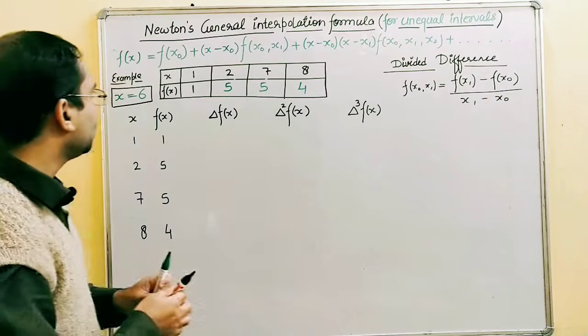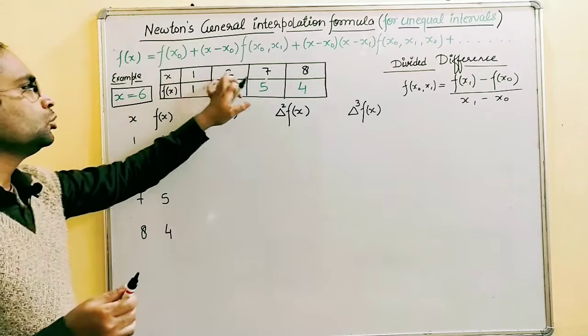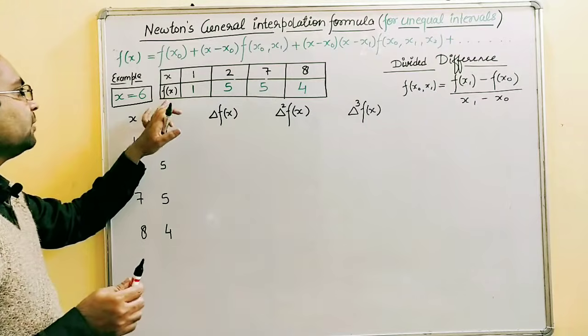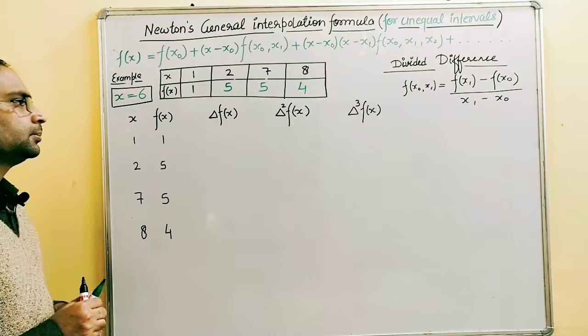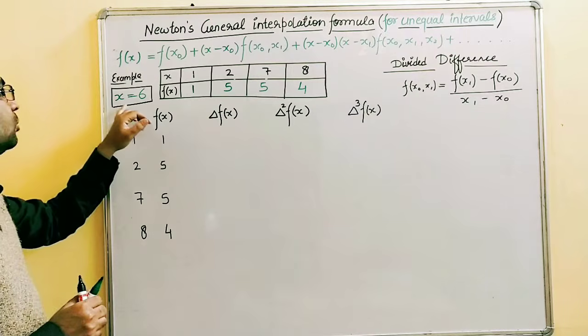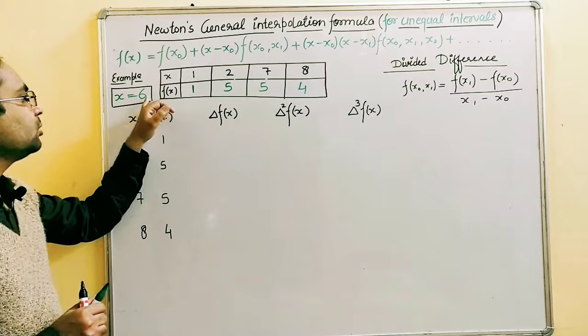So you can see there is a question. We have the values of x as 1, 2, 7 and 8, unequal spaced. We have the values of f(x), that is y, as 1, 5, 5 and 4. And this is the questioned value: at x equal to 6, we need to find the value of f(x).